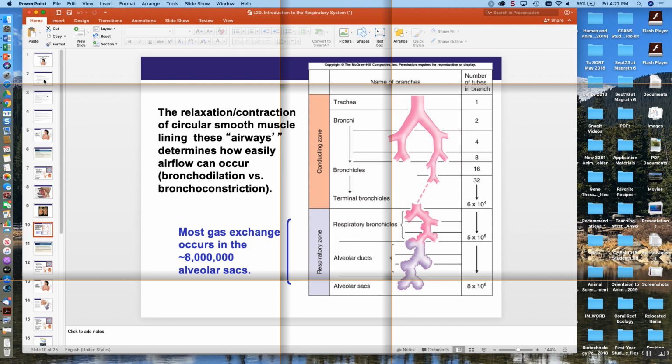The respiratory zone is where all the gas exchange, 99% of the gas exchange, is occurring. That includes the respiratory bronchioles, alveolar ducts, and alveolar sacs. You have 8 million alveolar sacs within each lung.